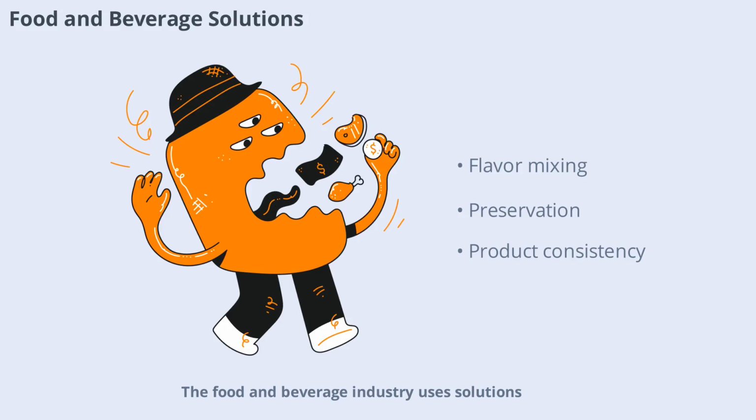The food and beverage industry uses solutions to create everything from soft drinks to soups. Flavors, colors, and preservatives are often dissolved in water or other solvents to ensure even distribution and stability. Understanding solubility helps manufacturers produce consistent, high-quality products.